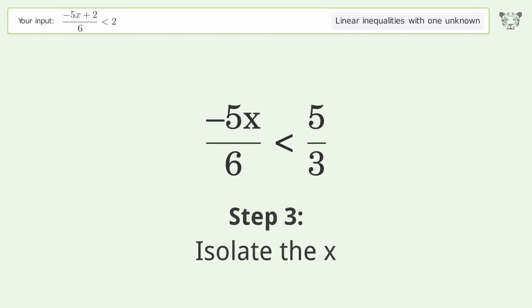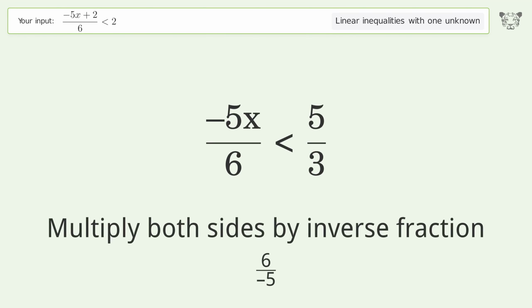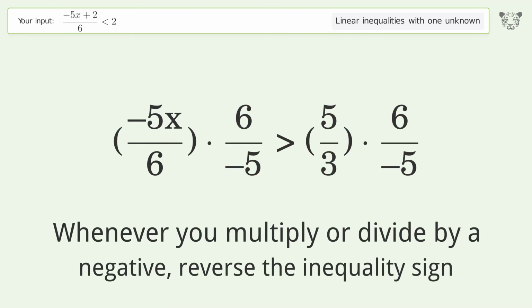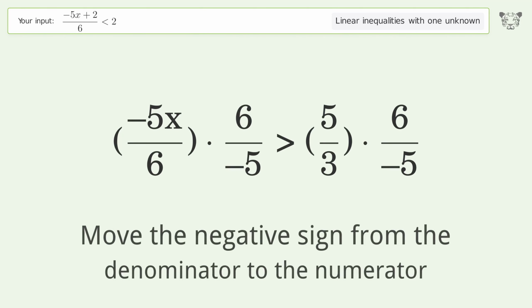Isolate the x. Multiply both sides by inverse fraction 6/-5. Whenever you multiply or divide by a negative, reverse the inequality sign. Move the negative sign from the denominator to the numerator.